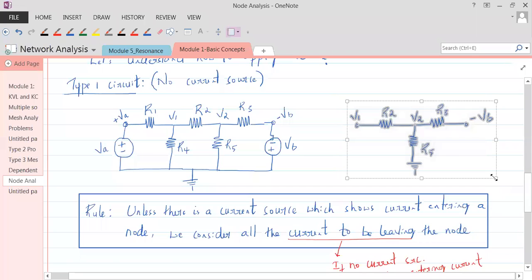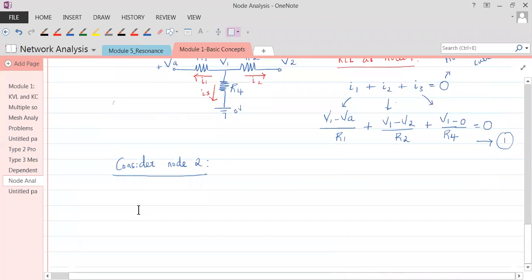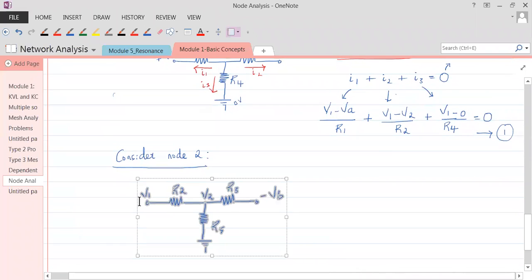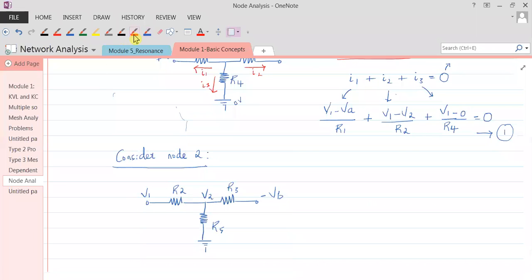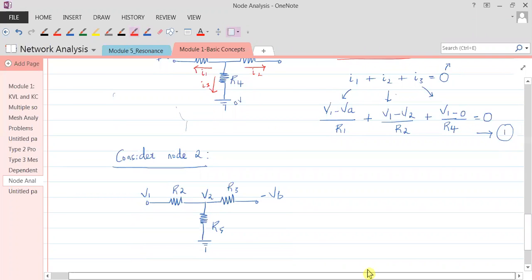Again, we have three currents. You can name those currents by different names. We already have named I1, I2, I3, so you can take these as I4, I5, I6. Again, all three currents are leaving, mind you. Why are all the currents leaving? Because there is no current source showing the current entering at node 2. Here is a leaving current, here is a leaving current, and even this is a leaving current. So let me call these I4, I5, and I6.